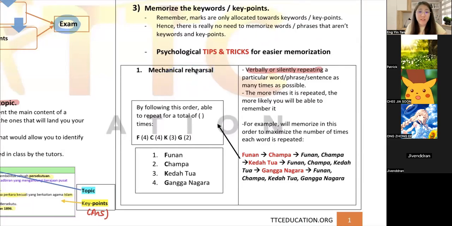It's called mechanical rehearsal. Mechanical rehearsal means verbally and silently. Silently is what people normally do today. They just look at the notes and silently, deep down in their heart, they memorize, repeat and repeat. But I don't know about you guys. For me, it doesn't work. First of all, I'm not a reading person. What I mean by a reading person is someone who takes a book and reads it. I'm more of a practice person, the one that does latihan, and I like to hear someone tell me.